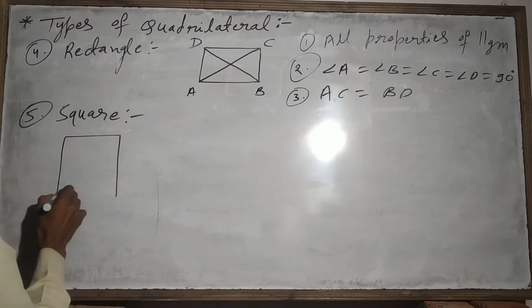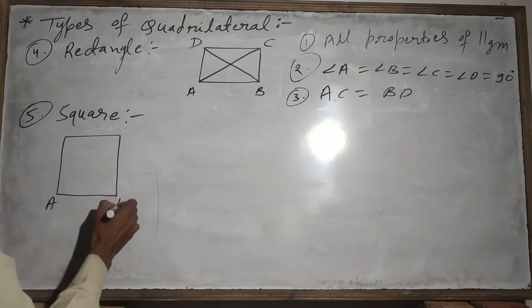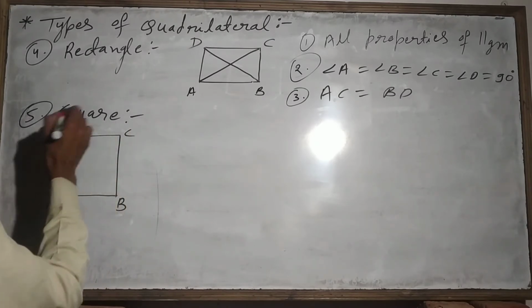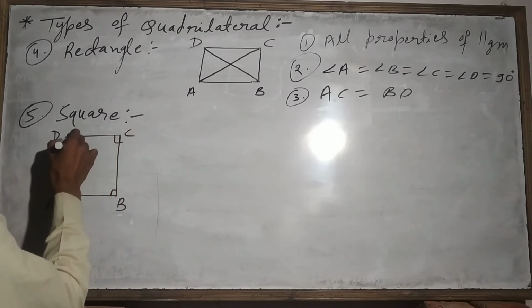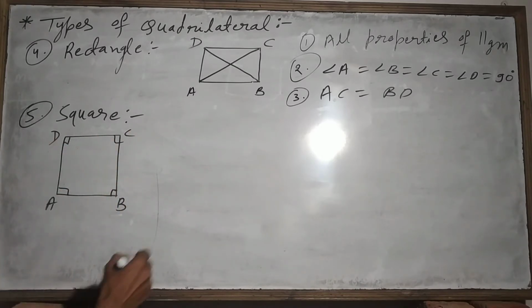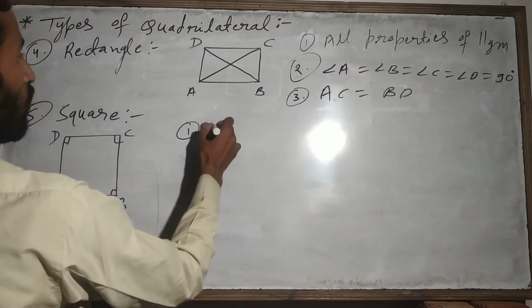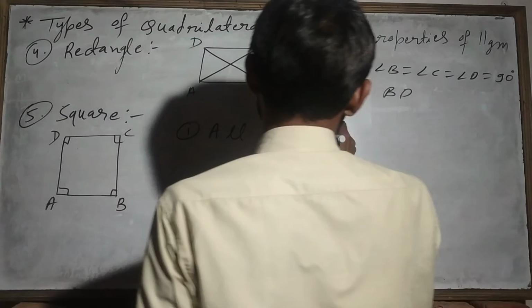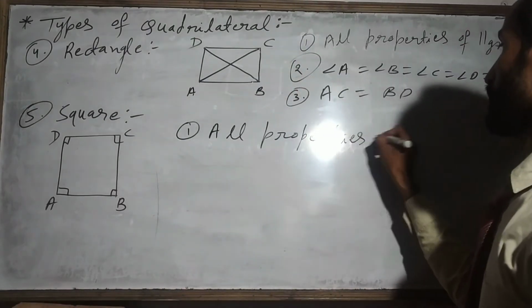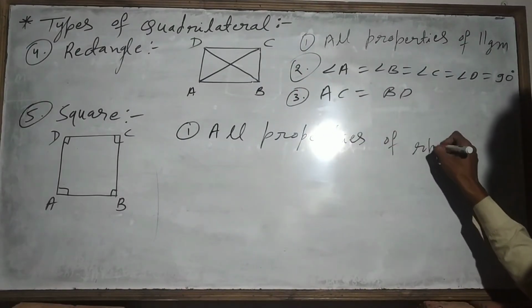A square is like this. All sides are equal and all angles will be equal to 90 degrees. The difference is this: this one is 90 degrees, this one is 90 degrees, this one is also 90 degrees, this one is also 90 degrees. So here we can write all properties of rhombus. Here will come all properties of rhombus.